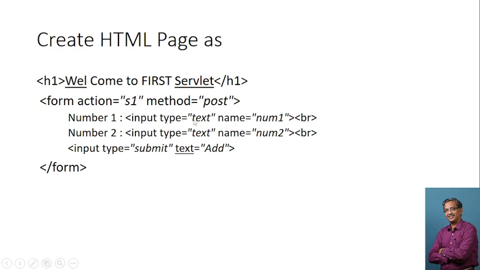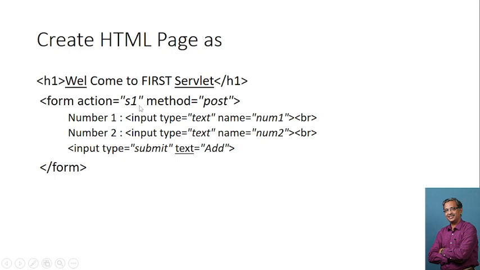So here this indicates we are creating our first servlet. Welcome to first servlet. In that we have designed a form which takes two numbers and one button. When the user clicks on the button, it goes to action S1. So it indicates go and execute this. If you consider JavaScript, this is nothing but a function. But here, instead of a function, we are mentioning that we want to call a servlet.